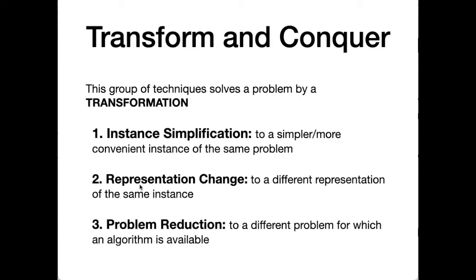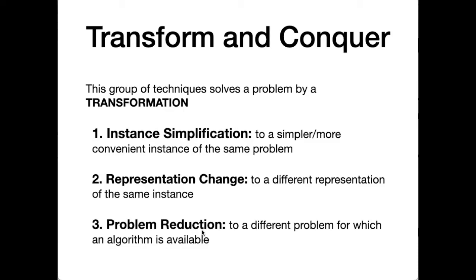For the second type of transformation, it's the way how we represent the instance. So, it's not the instance that changes, but how you represent it in the computer. What is changed here is the data structure that holds the same input instance. And then for the third type, what is changed is the problem. So, we are transforming one problem to another problem so that we can use the existing solution for that problem.